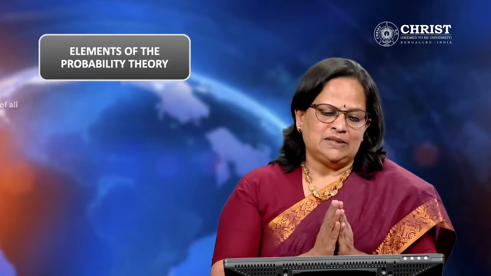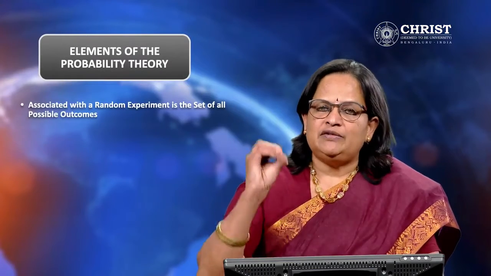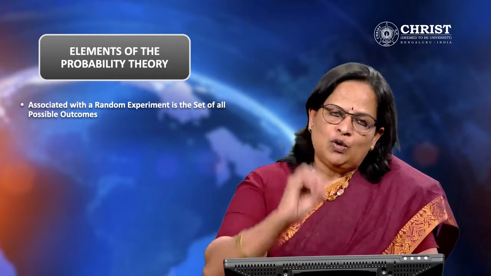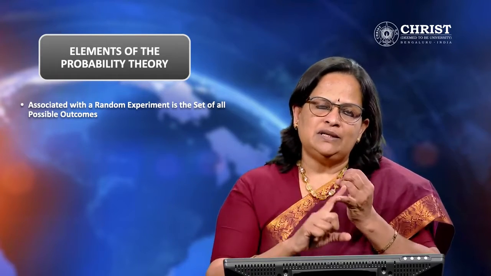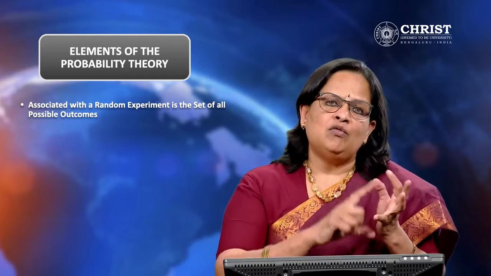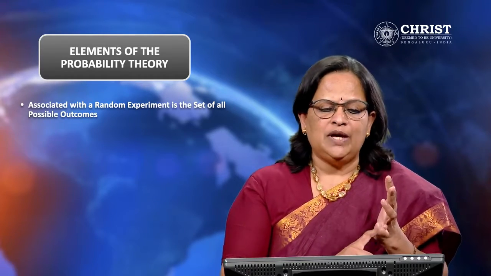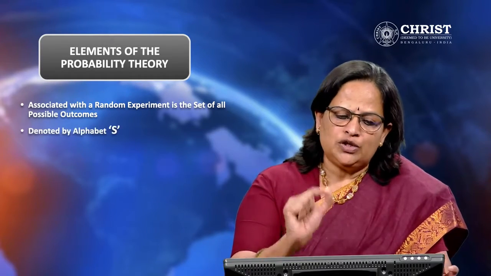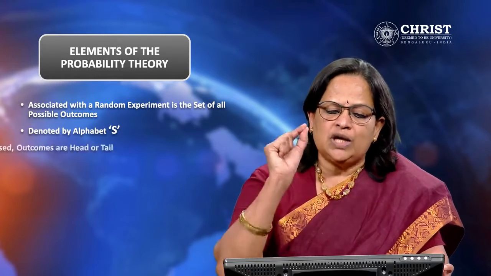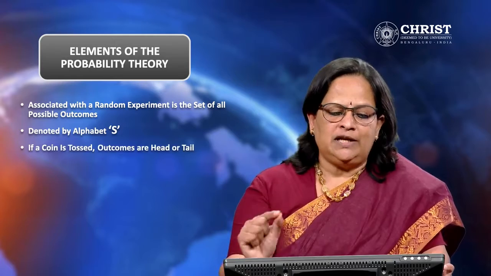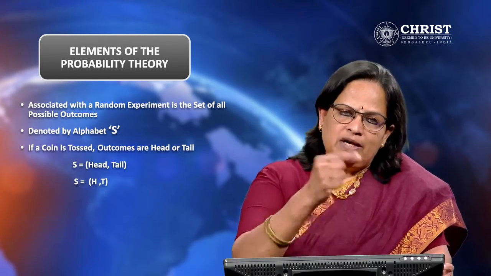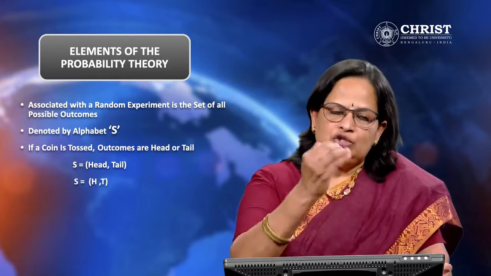Then sample space. Sample space associated with a random experiment is the set of all possible outcomes. Whatever the outcomes possible, if you're tossing a coin, head or tail; if you're tossing a dice, 1 to 6, that can be the outcome. The sample space is denoted by the capital letter S. So if a coin is tossed, outcomes can be head or tail, so S is equal to head or tail. In short form, S is equal to H and T.